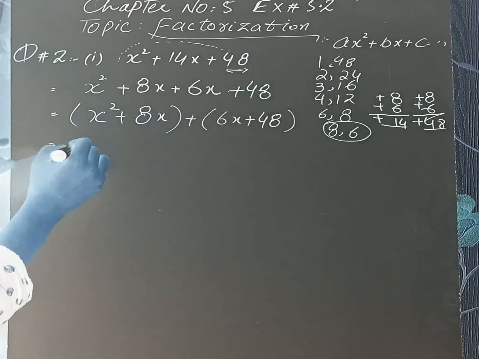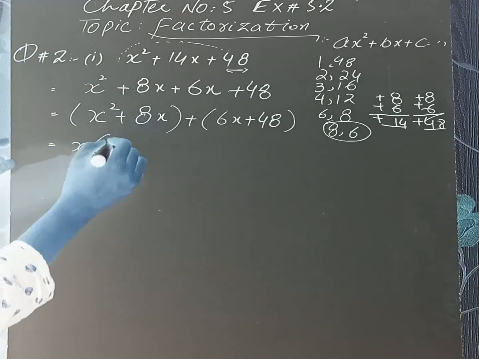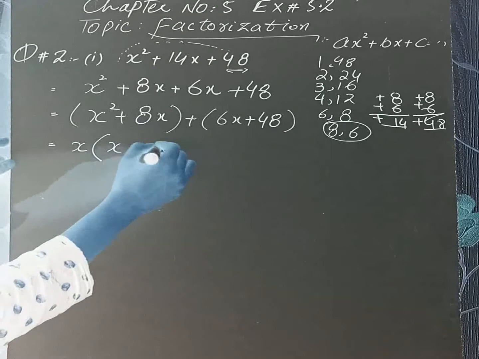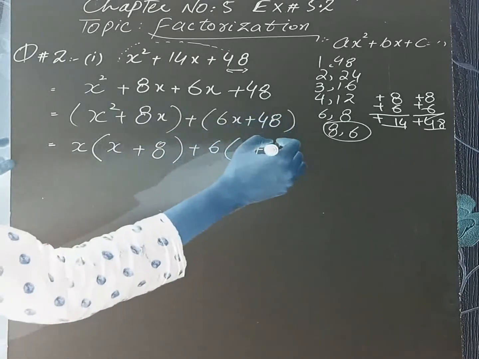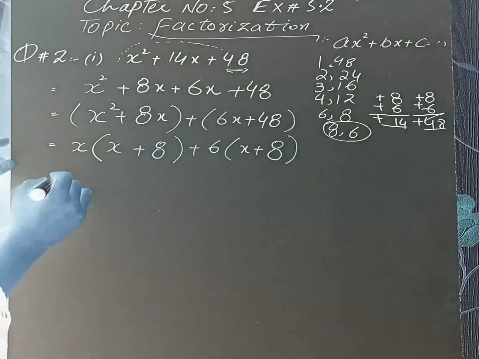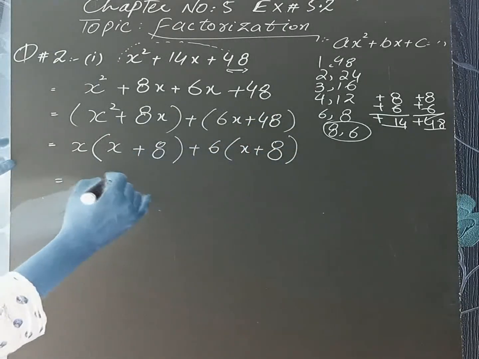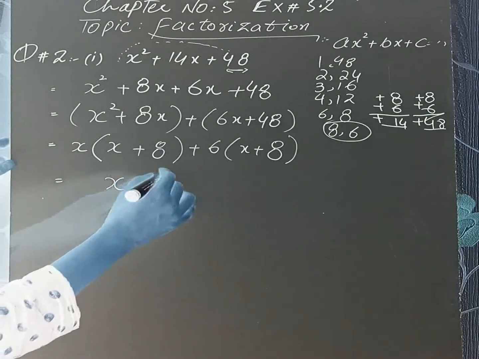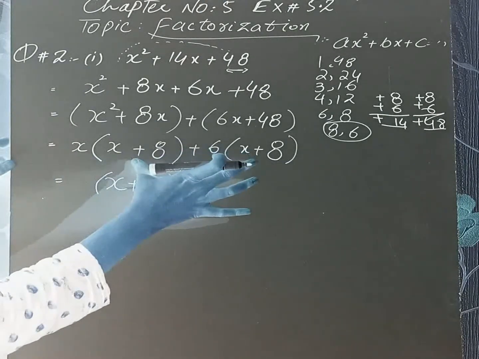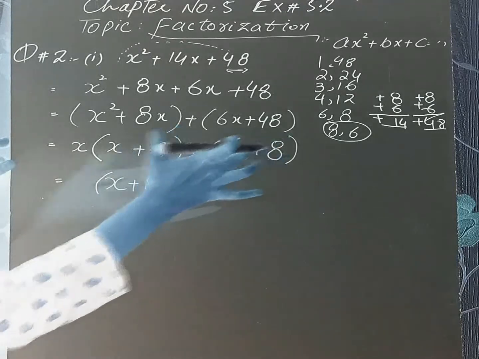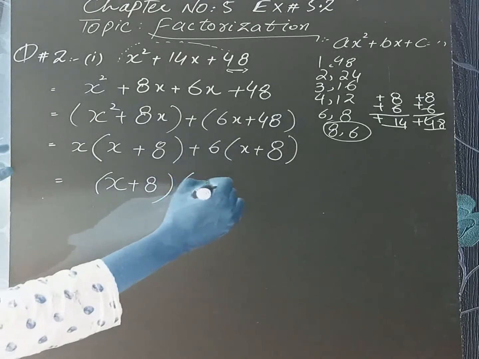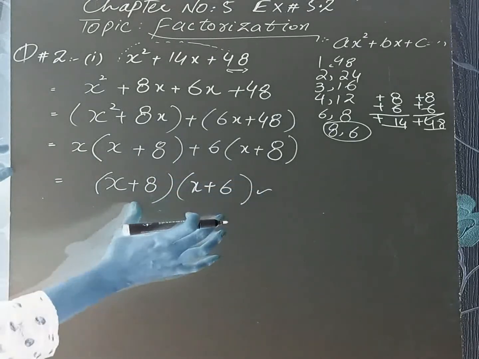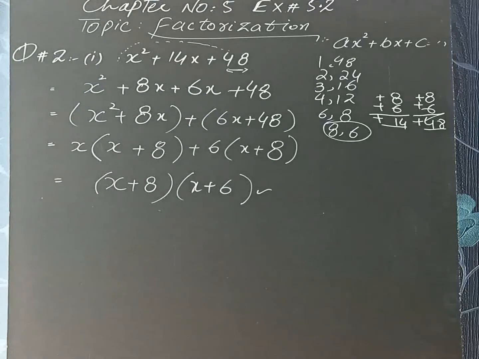Here I will take the common x because that is present in both terms. x plus 8 is left. Here I will take the common 6. 6 times x, 6 how many times is 48? 6 times 8. From both these I will take the common x plus 8. I have taken x plus 8 as common, so both these will be eliminated. So what is left here? x plus 6. So these are the factors of this quadratic expression.